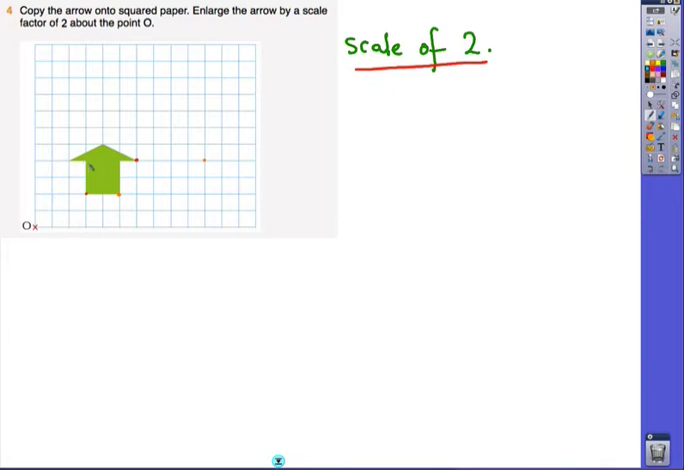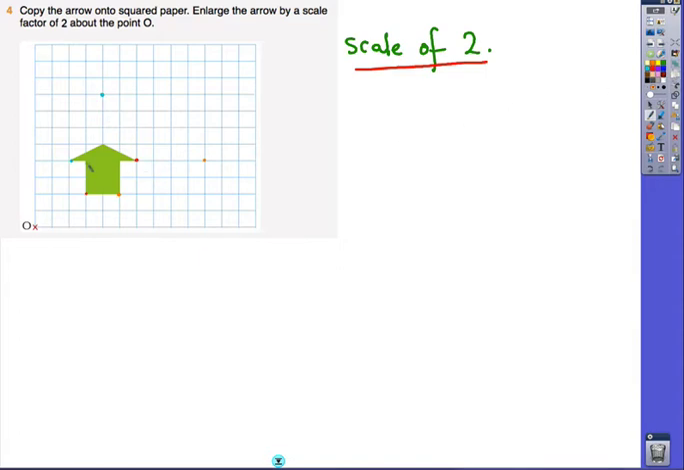The next point we're looking at is going to be here. And from the origin, 2 right, 4 up. So we have to do this twice. 2 right, 4 up, 2 right, 4 up. It's there.